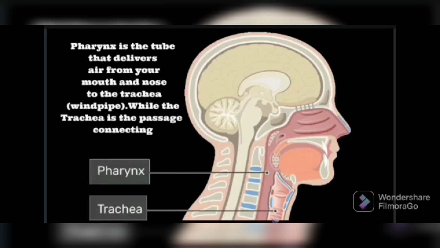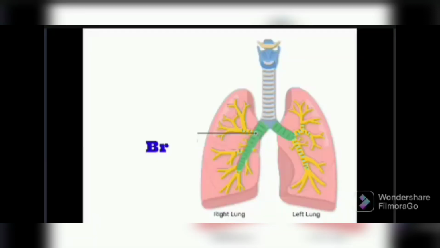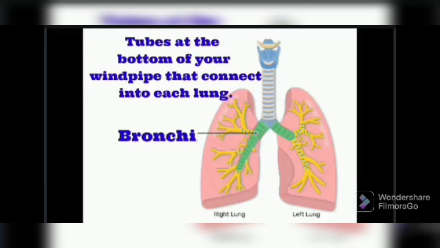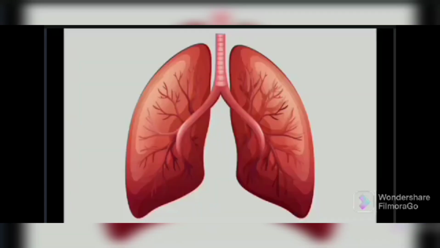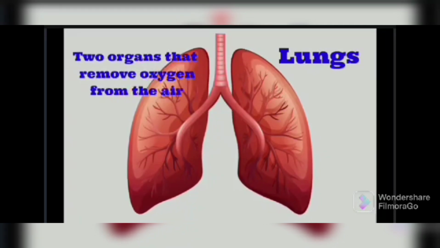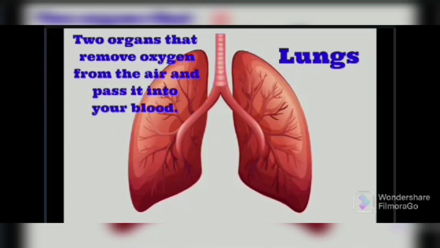Pharynx and trachea. The pharynx is the tube that delivers air from your mouth and nose to the trachea or windpipe, while the trachea is the passage connecting your throat and lungs. Bronchi. These are the tubes at the bottom of your windpipe that connect into each lung. And lastly, we have the lungs. These are the two organs that remove oxygen from the air and pass it into your blood.